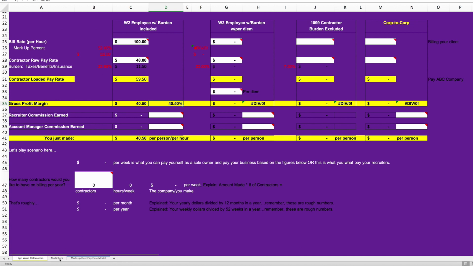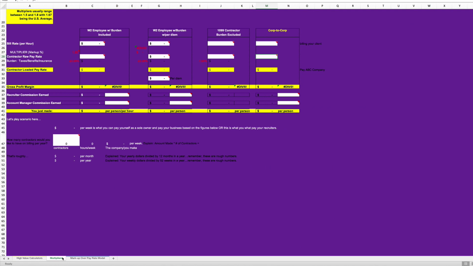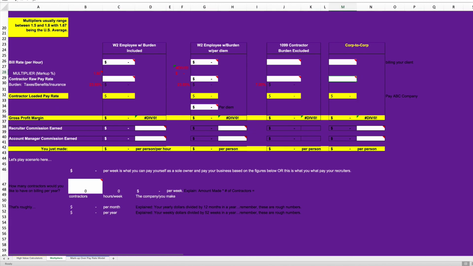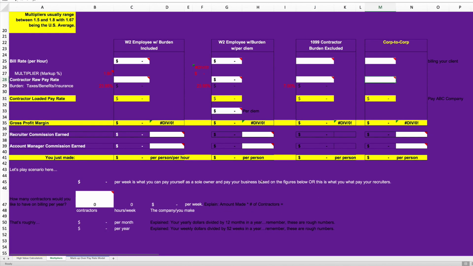Actually, we have a multiplier calculator here on the bottom, which is very similar, except it's calculated a little bit differently, because I've noticed in the industry, everybody calculates their fees somewhat differently. So here is where you have a multiplier markup, so 1.8. Multipliers usually range between 1.5 and 1.8, with 1.67 being the industry average. So you can change that number to the industry average, and we have what our burden is, and then you still put the hourly rate in.